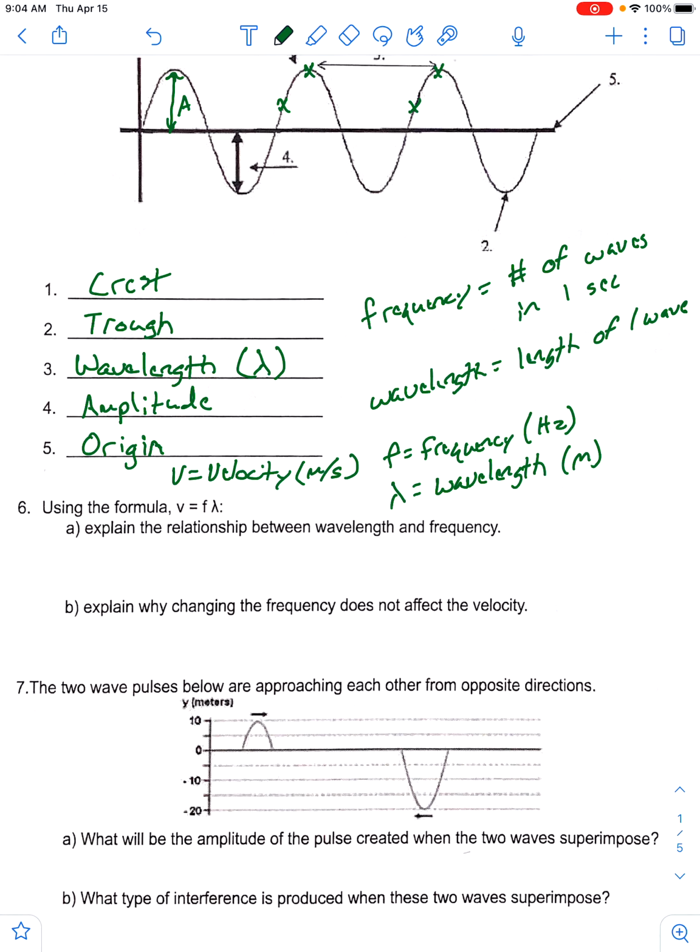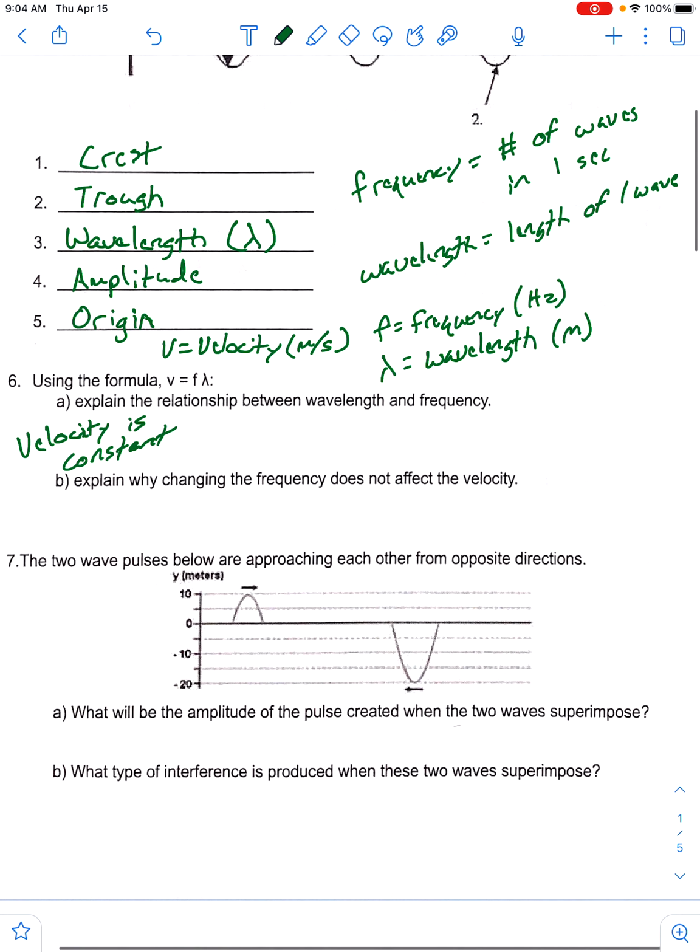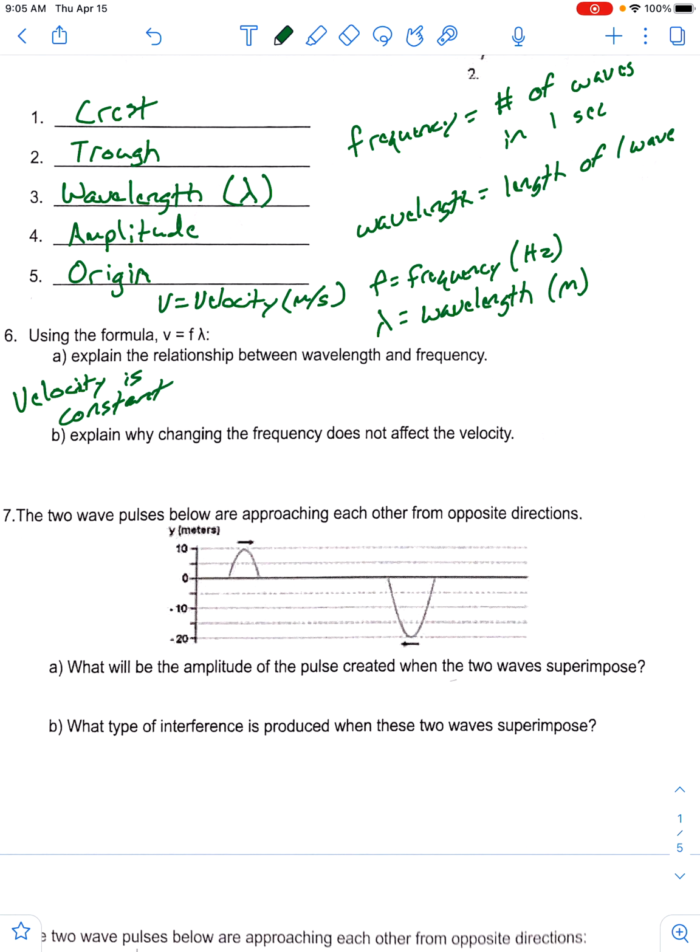So, using the formula V equals frequency times wavelength, explain the relationship between wavelength and frequency. So velocity is constant. Okay, so velocity is constant, so that means it does not really change. The only time it does change is if you were to change medium. So if I went from like air to water, or like a thick rope to a thin rope, that's the only time velocity is going to change. If it's just in water the entire time, or in air the entire time, or space the entire time, whatever, velocity is going to remain constant.